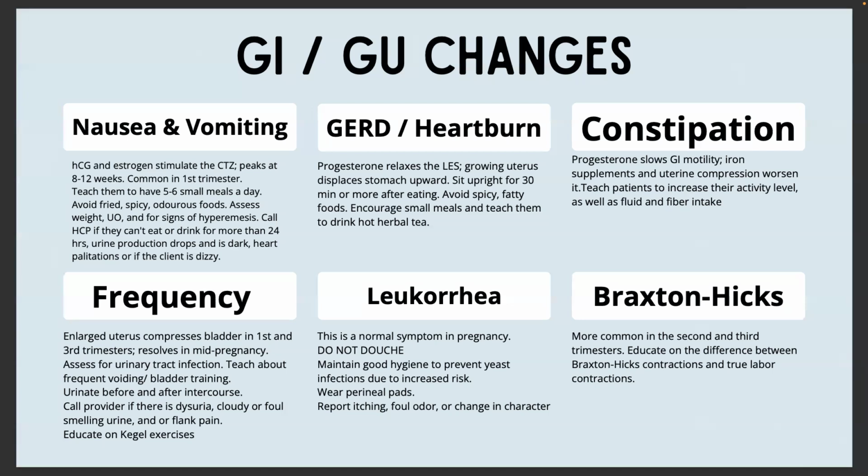Frequency. So the enlarged uterus is going to compress the bladder in the first and third trimesters. It's going to resolve a little bit in the second trimester, but it gets really, really bad in that third trimester. So we're going to teach them to make sure that they are frequently voiding, training their bladder. We're going to assess them for urinary tract infection. We're going to tell them to call the provider if there's any dysuria, cloudy or foul-smelling urine, or flank pain. We're also going to tell them about Kegel exercises and making sure that they urinate before and after intercourse.